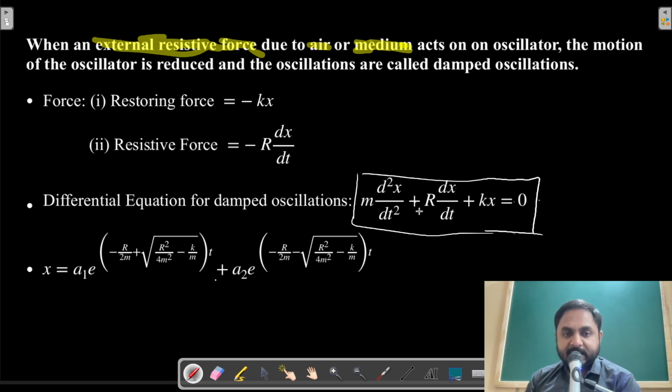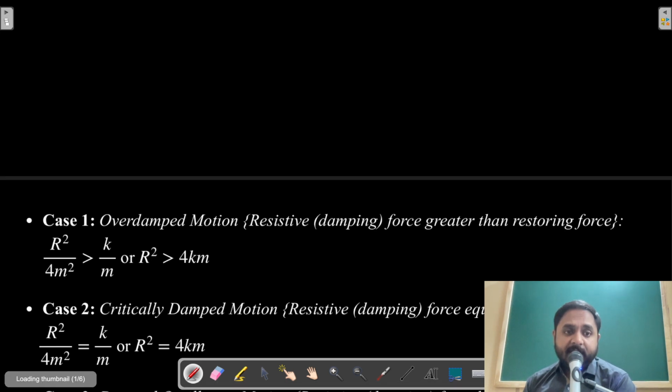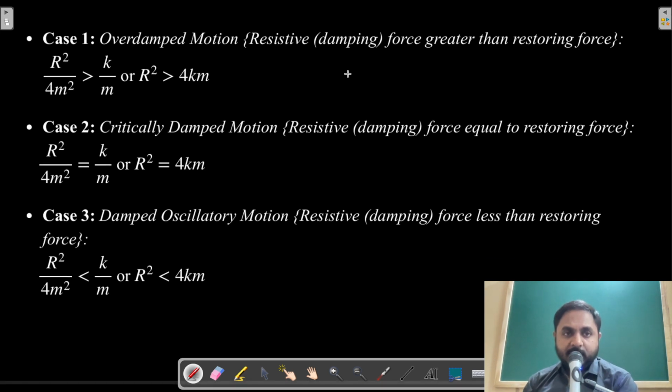Then we assumed a solution, and finally we got the solution as x of t equal to a1, which is some constant, e raised to this entire bracket multiplied by t, plus a2 into this entire bracket multiplied by t. And we were in the process of studying three different cases, and if you remember, we have already studied two cases before.